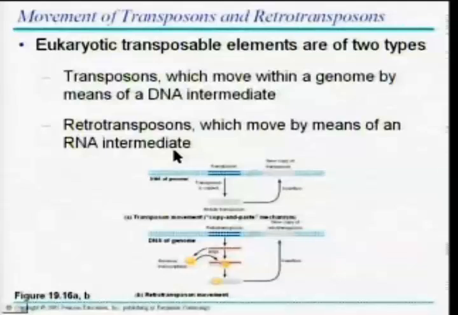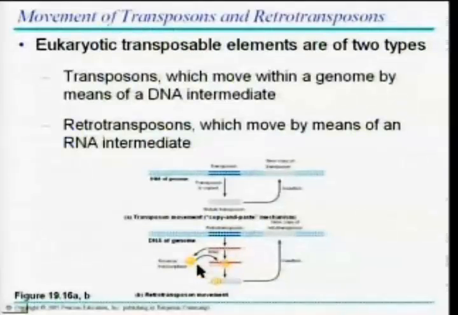Let's take a look at this illustration to see what sense we can make of it. In the upper portion we see transposon movement, the copy and paste mechanism. The DNA of a genome is shown here, and this is the transposon in the darker blue color. We note this diagonal break here, so they're talking about a remote distance. The transposon is copied. It becomes a mobile transposon, and then somehow is inserted as a new copy of the transposon somewhere else in the genome.